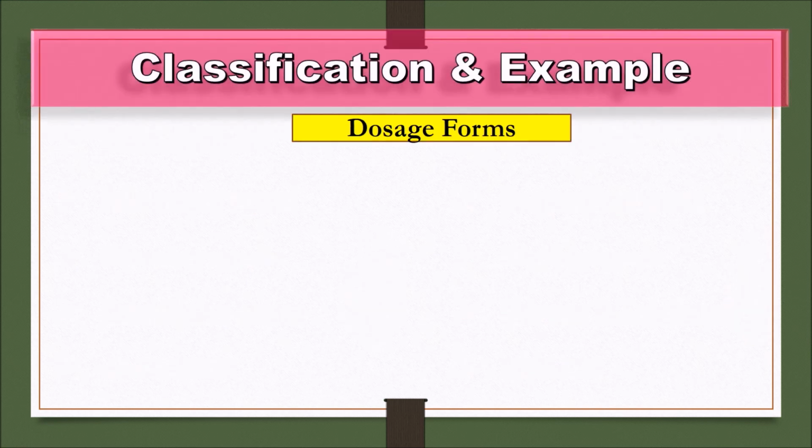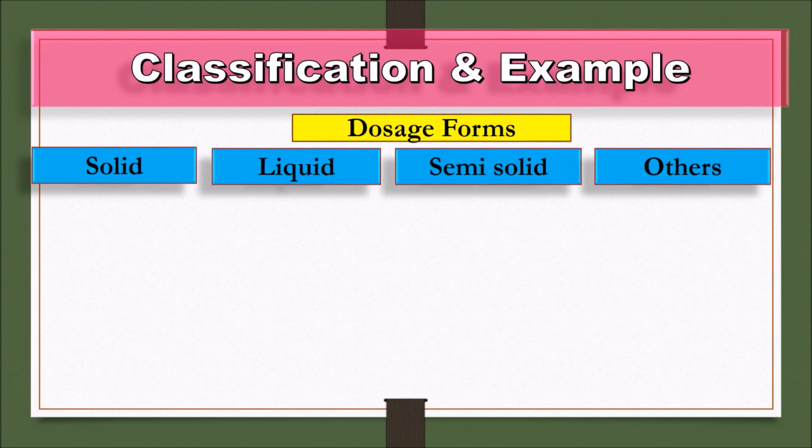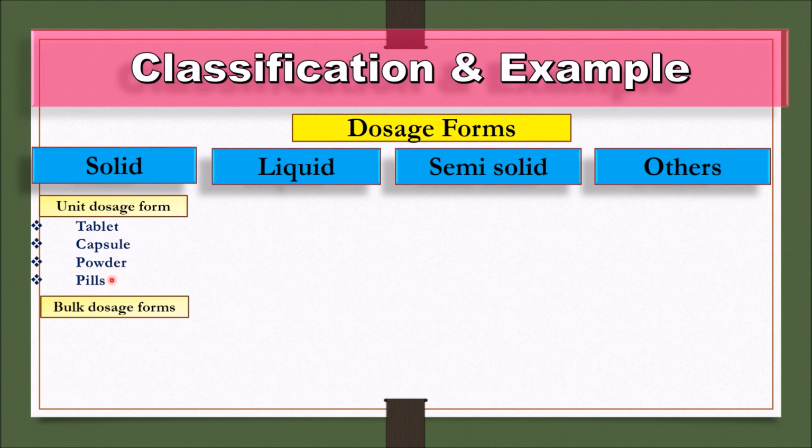Now we'll see the classification and examples of the dosage forms. First, solid dosage form, liquid dosage form, semi-solid and others. We'll see separate examples of each category. In solid dosage form, we have unit dosage forms, and in that we have tablets, capsules, powders and pills. In bulk dosage form, we have fine powders and granules, dusting powder, insufflations and dentifrices.